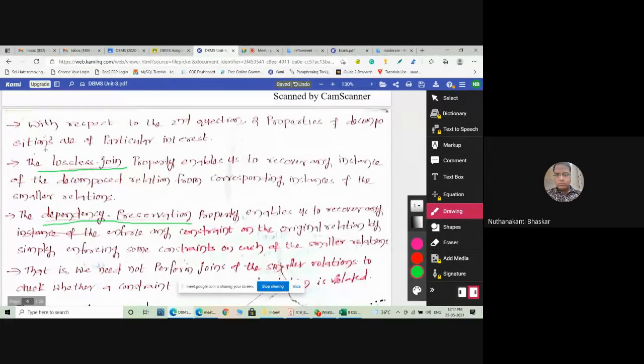Remember this lossless join, a very important point. This topic is very important. Please remember. If you are having any problem, you can ask. The lossless join and dependency preservation.